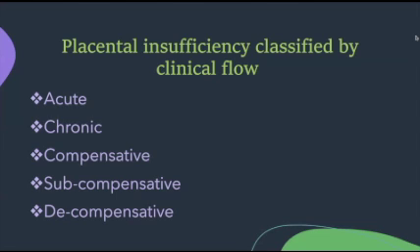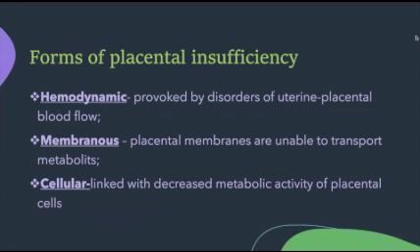Fetal placental insufficiency can be primary and secondary, acute and chronic, relative and absolute, compensated, subcompensated, and decompensated. Forms of fetal placental insufficiency are hemodynamic, membranous, and cellular. Hemodynamic is provoked by disorder of uterine and placental blood flow. In the membranous form, placental membranes are unable to transport metabolites. The cellular form is linked with decreased metabolic activity of placental cells.